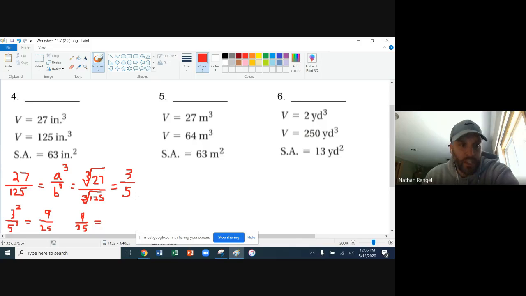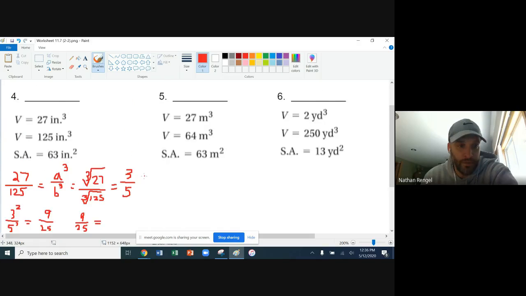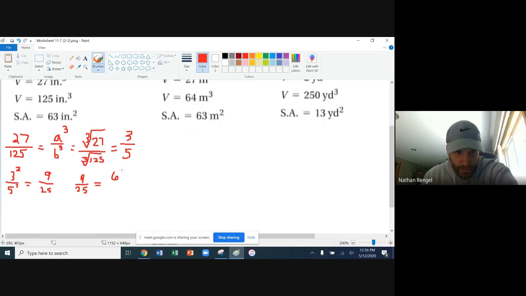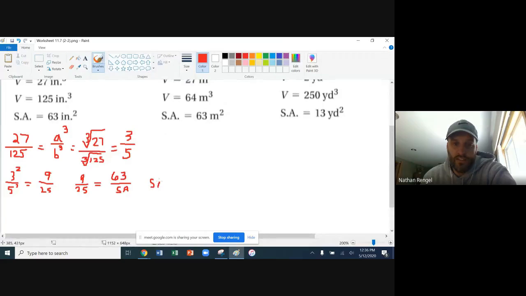9/25 is going to equal, and then if I go up, the surface area of the smaller figure is given. So that means I'm going to put a 63 up in my numerator. That represents the smaller of the two figures over some surface area, SA we'll call it. And we'll do our cross multiply and divide. 25 times 63 divided by 9, and we get 175. And that's inches squared since we're dealing with area.